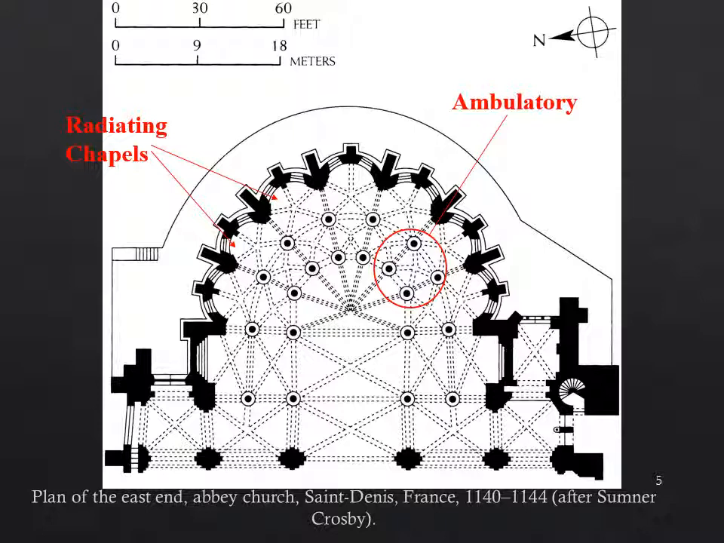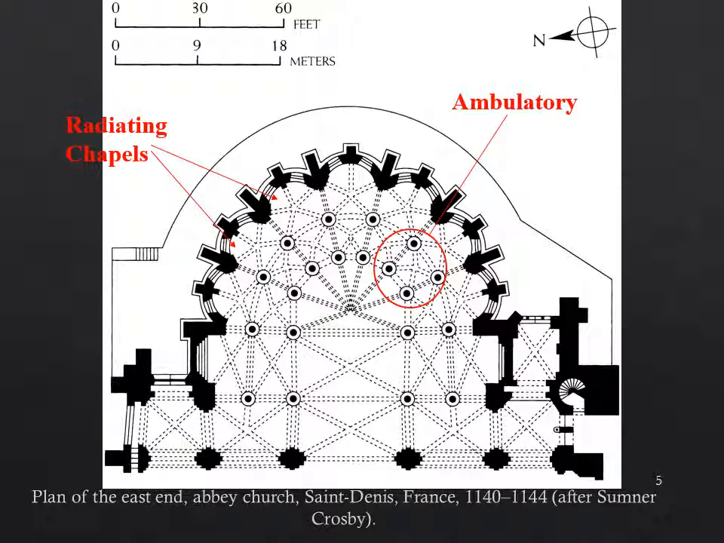So here's a quick look at our floor plan for Saint-Denis, where we can see the complexity of the support structure for the roof. And what we'll notice is his use of very light ribbed vaultings. The builders are able to eliminate walls between the radiating chapels. And I'll try to put some arrows on here to indicate what I'm talking about.